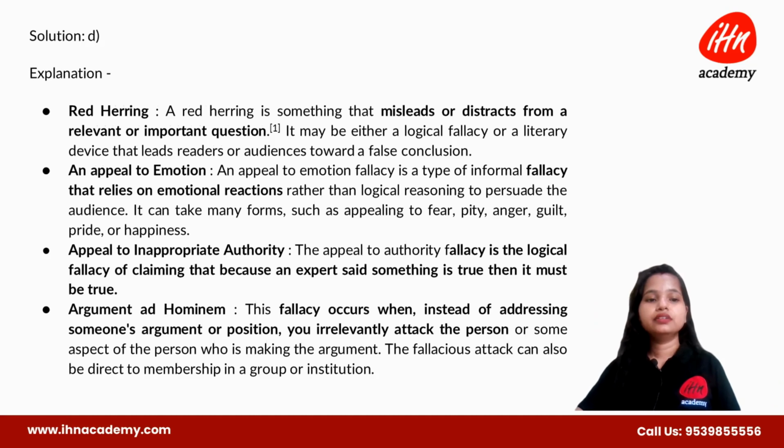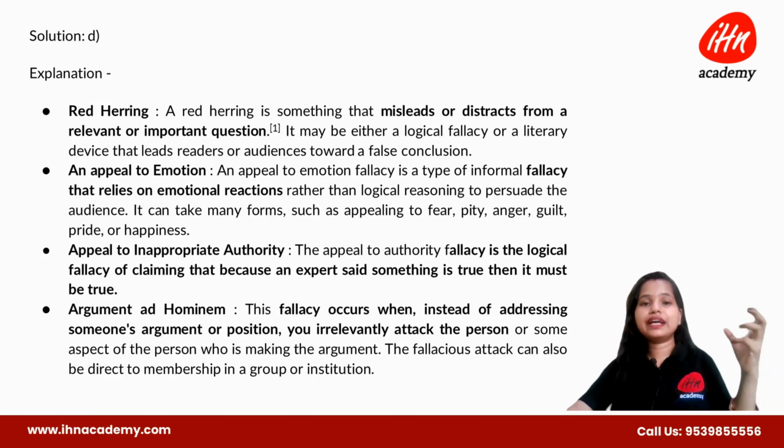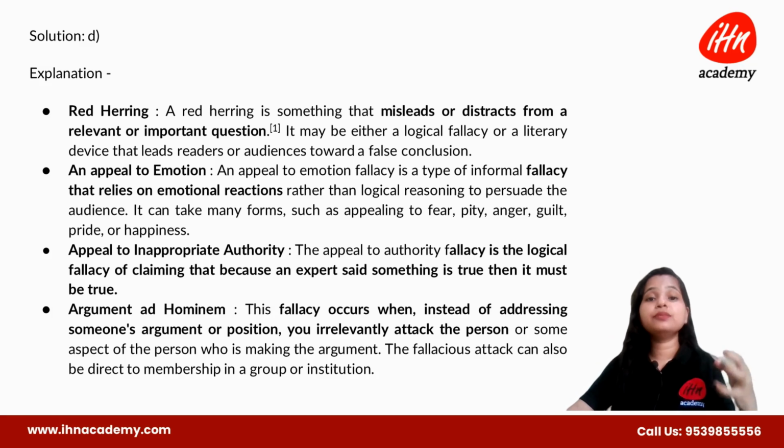So I've explained every option here. You can read it for your consideration. Red herring means misleads or distracts from a relevant or important question. We try to mislead that. We try to distract to something else. Then an appeal to emotion. When we try to convince with emotions, like emotional blackmail, we can say, right? That he is poor, he is very kind, so we should do this or that, like that. So when we try to validate our statements with some emotions, that is appeal to emotion.